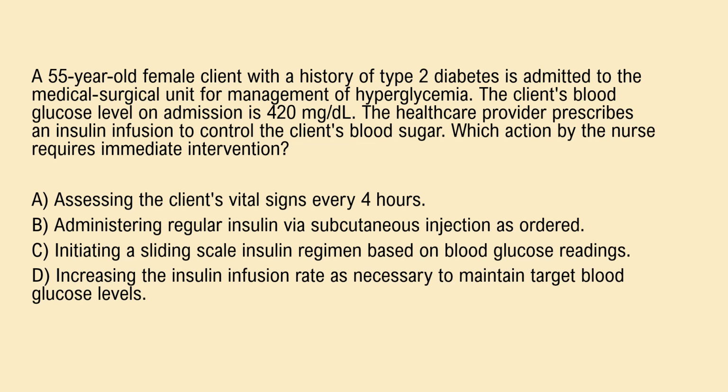A 55-year-old female with a history of type 2 diabetes is admitted to the medical surgical unit for management of hyperglycemia. The client's blood glucose level on admission is 420. The healthcare provider prescribes an insulin infusion to control the client's blood sugar. Which action by the nurse requires immediate intervention? So, of all these choices, which do you think requires the nurse to intervene?